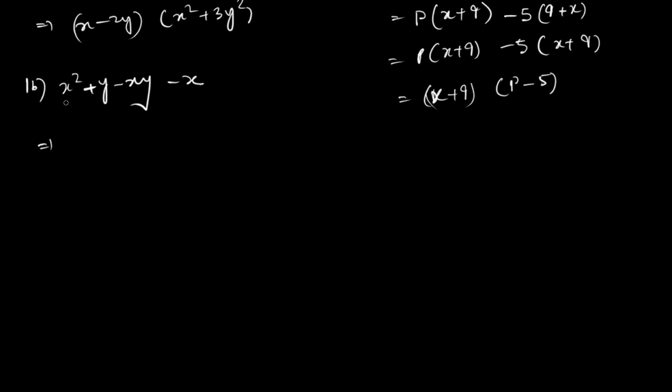So I can see if I organize the x square with this term and this with this term, it must work. Otherwise I have to go for other combinations. So I'm organizing this and this. I can take x common, I will be left with x minus y, and I can take minus 1 common, I will be left with minus x, sorry, minus y plus x.